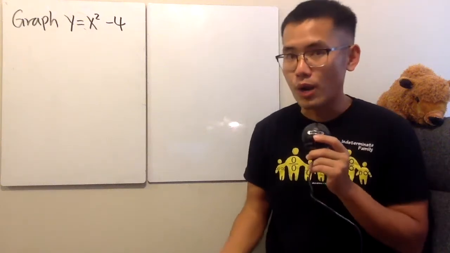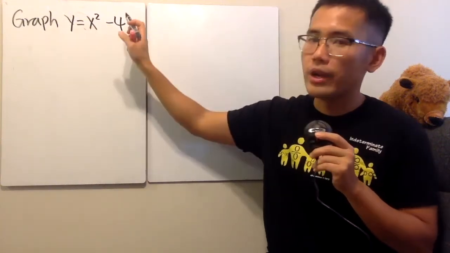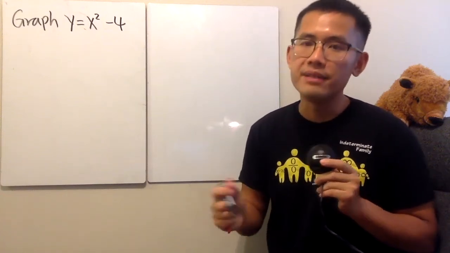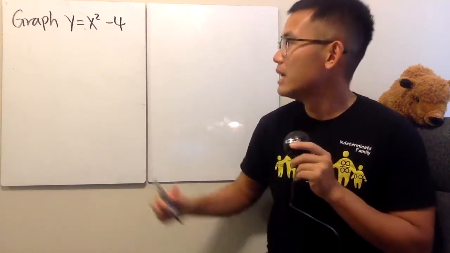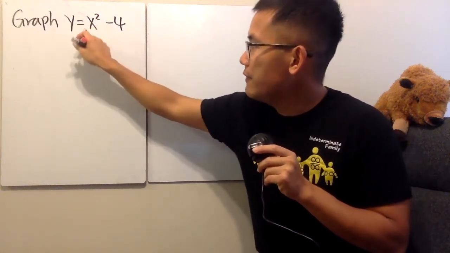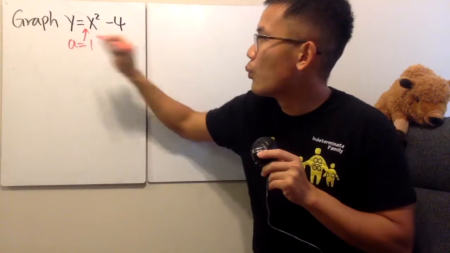All right, we're going to make a graph for y is equal to x squared minus 4. So we have to find the vertex first and then make a table of 5 points. Well, here we have x squared, so that means our a value is equal to 1.